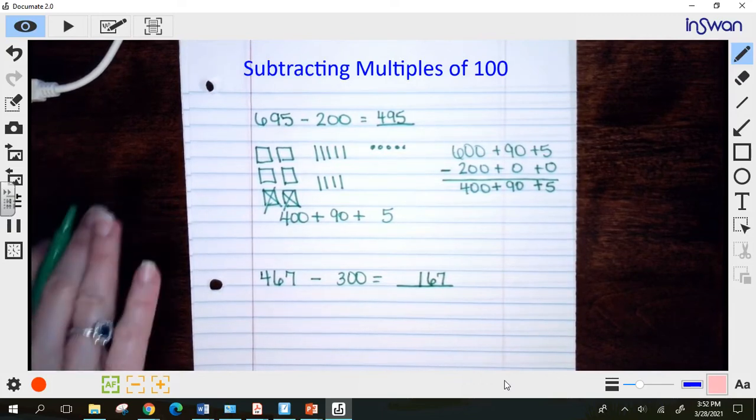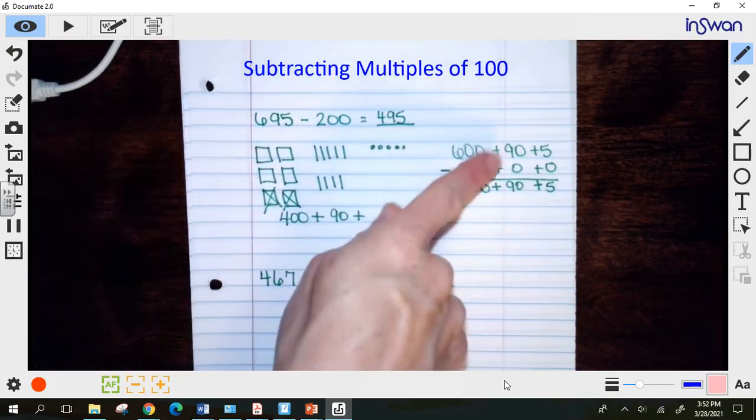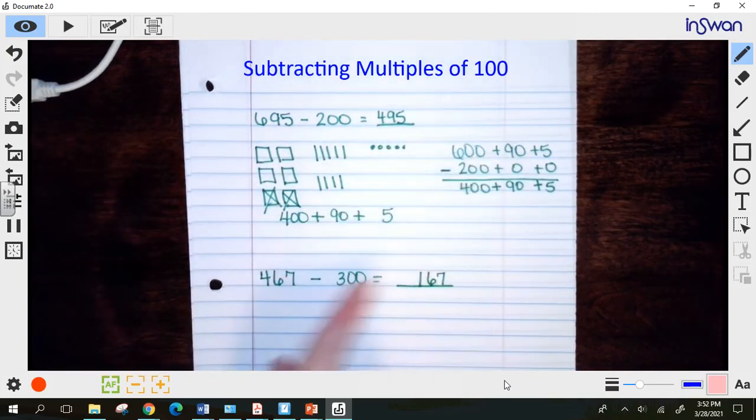So today you'll be practicing this a little bit. Work hard. Like I said, if you need this support, do one of these strategies. If you mentally understand that, solve it mentally today.